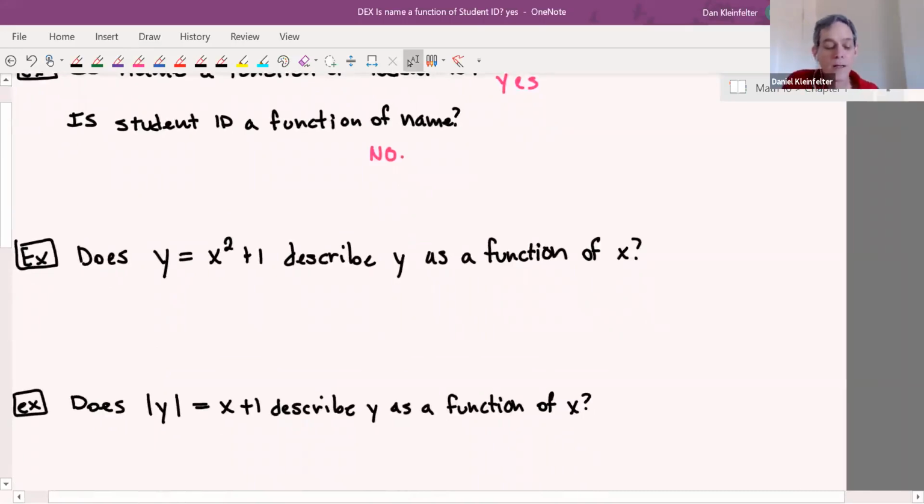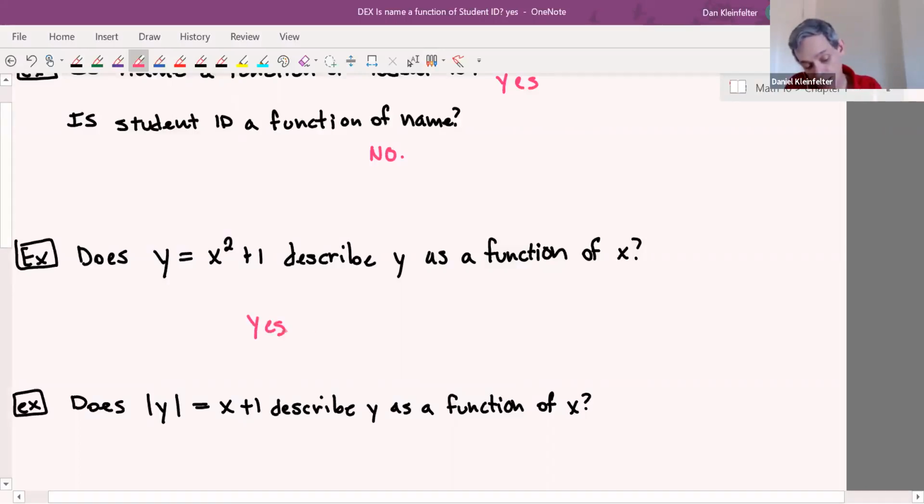Okay. Does the relation y equals x squared plus 1 describe y as a function of x? Here we have a relation given by a formula. If I give you a value of x and you plug it in there, will you get only one possible value for y? Let's try one. Let's say x is 6. 6 squared is 36, plus 1 is 37. It can't really be anything else, right? Given a value for x, we could calculate a value for y, and there'd only be one.